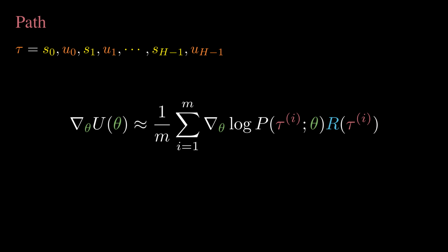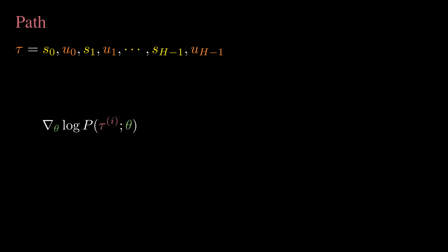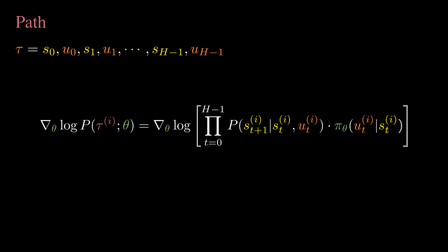But our policy takes the state as input and predicts the probability over possible actions. Let's break this down further by decomposing a path into a sequence of state-action pairs. Recall that a path tau is simply a sequence of states and actions. The probability of observing a particular path tau is given by the product of two terms.